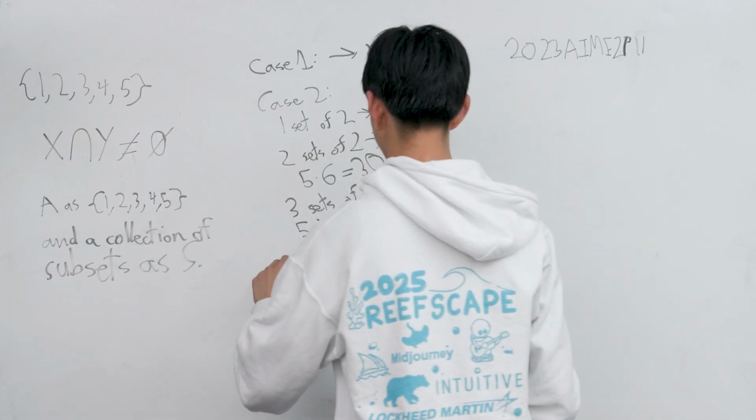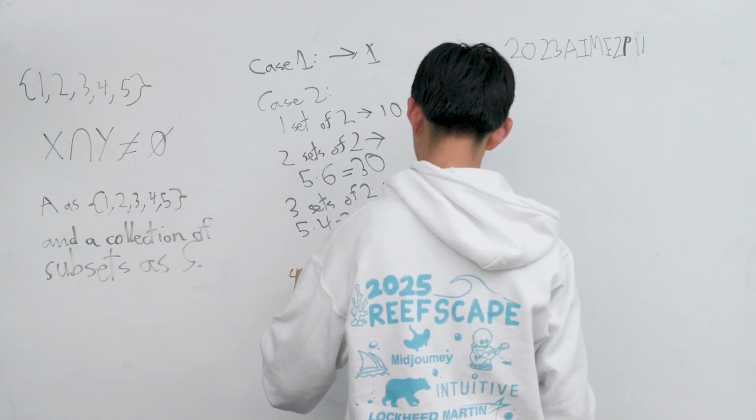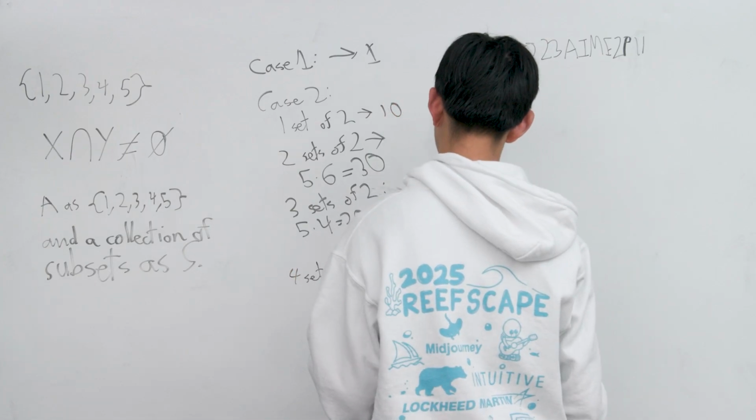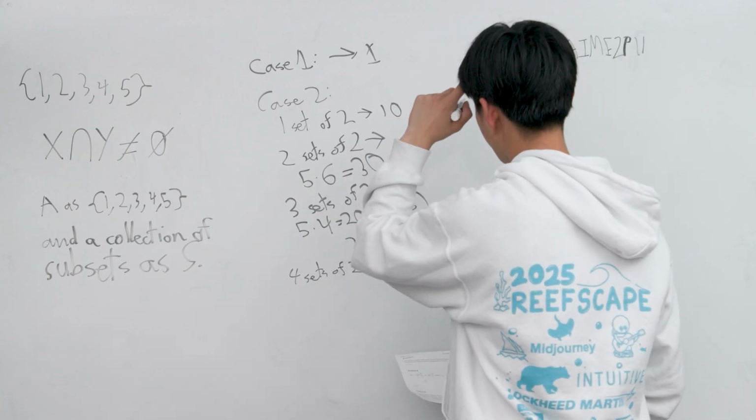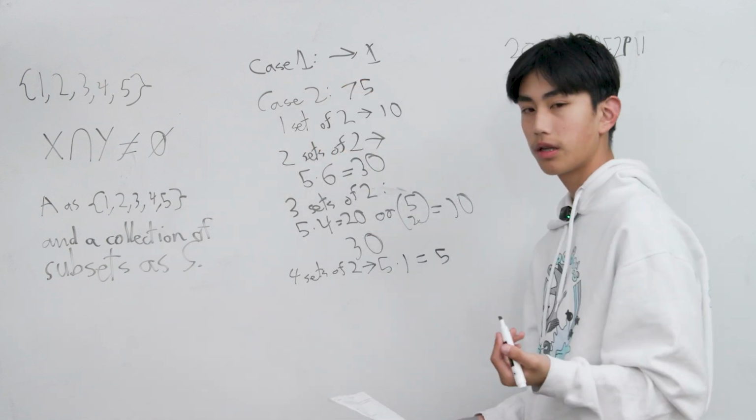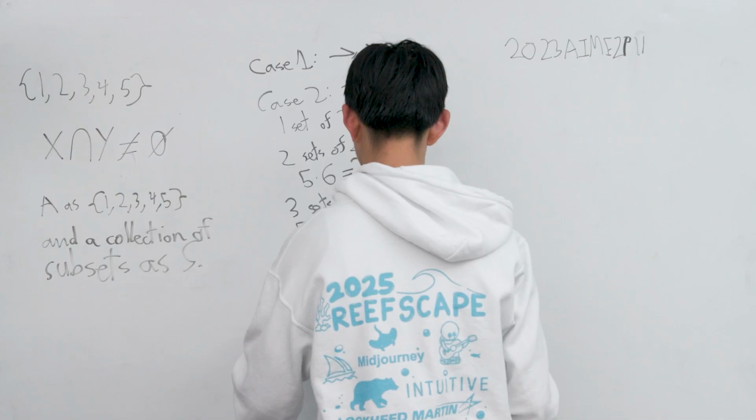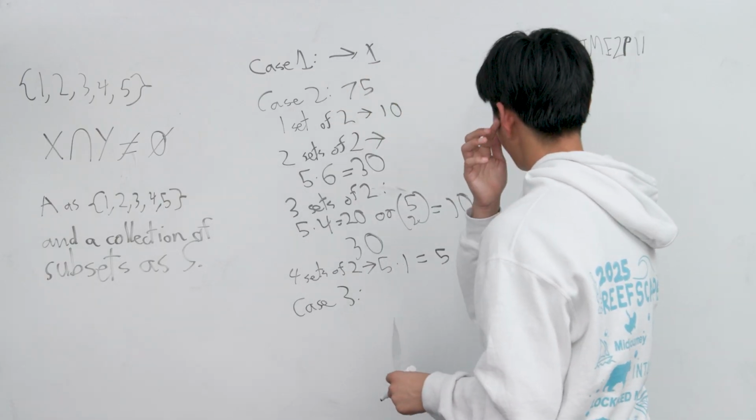And then we have 4 sets of 2. And this just yields 5 times 1 equals 5. All of these in case 2 sum to 75. And then case 3, where we just have 1s.